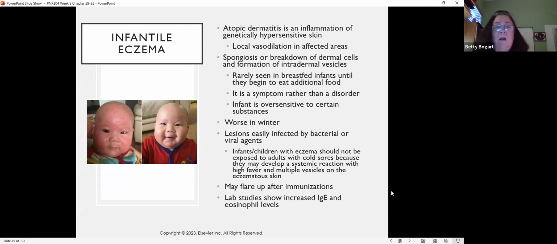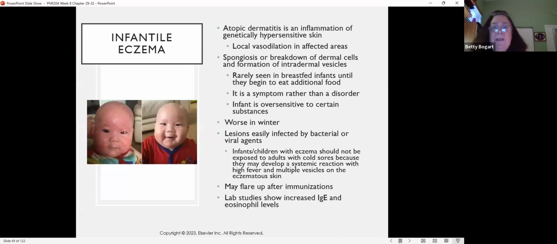So rarely do we see infantile eczema in infants that are breastfed. They're just getting mom's immune system, so it does help. Sometimes they take breast milk and put it on them. Actually, that is a healing for many different things. It's worse in the winter because they're covered up more and it's more dry heat out there. And because it's any sort of irritation, any of those can turn into a bacterial type of infection.